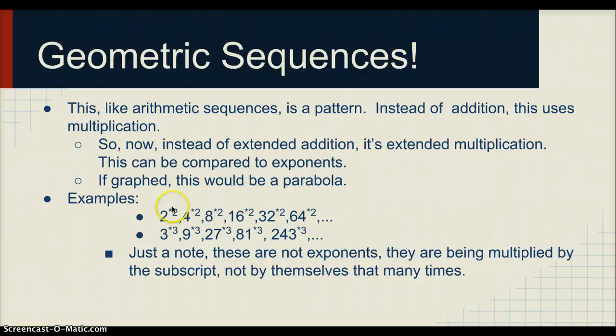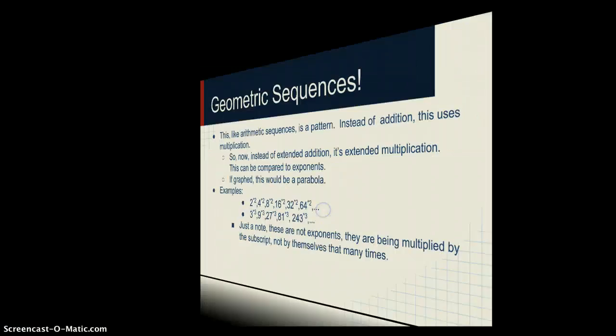So 2 times 2 is 4, 4 times 2 is 8, 8 times 2 is 16, 16 times 2 is 32, and so on. And so, just to note, they're not exponents. Please remember that. It is extended multiplication.